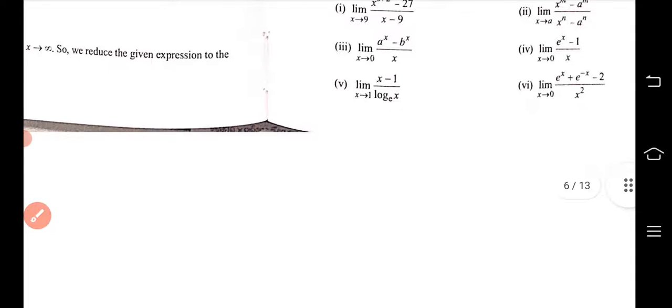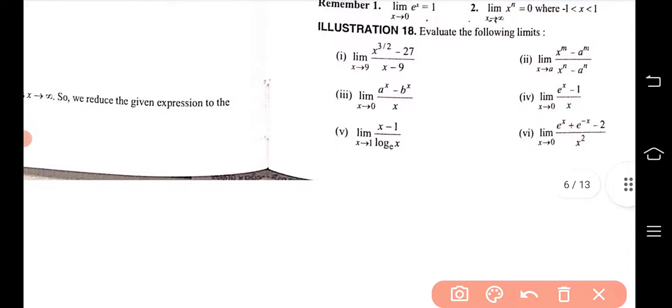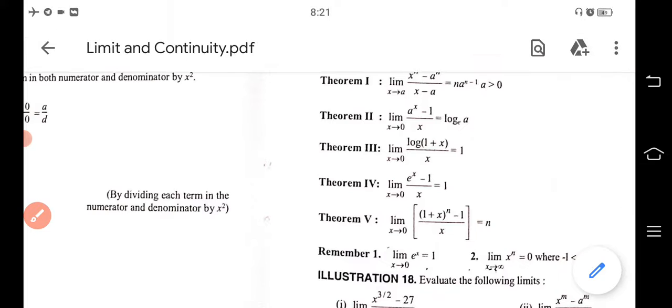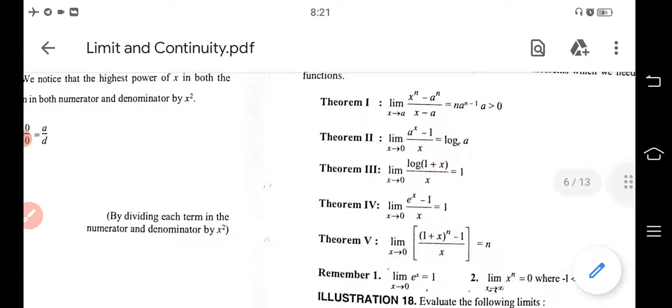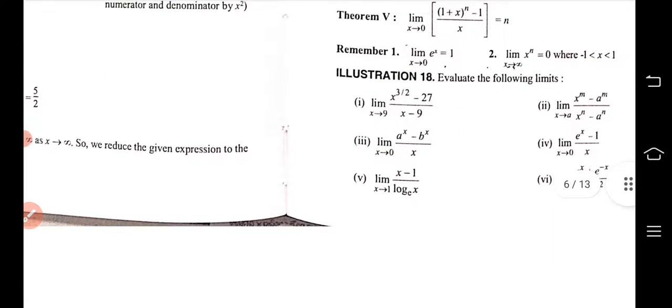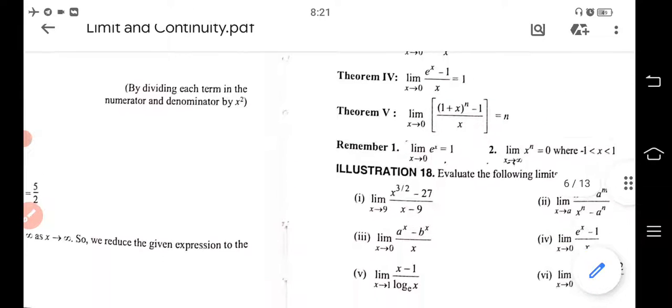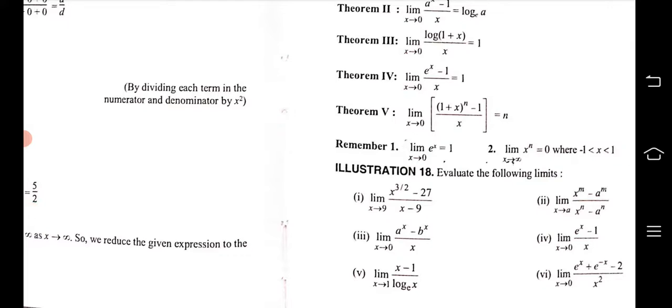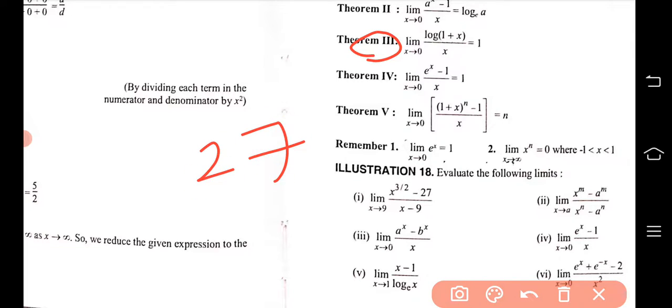Okay, so let's see. Here you have to remember that the first theorem will be followed here, because in this notation it is given as x to the power n minus a to the power n, divided by x minus a. It is also given as x minus 9 in this format. So here you have to notice that this 27 can be written in another way, if you want to transform it into this form.